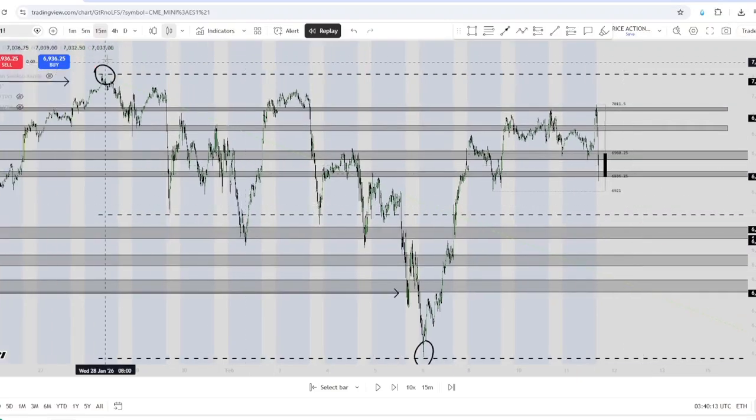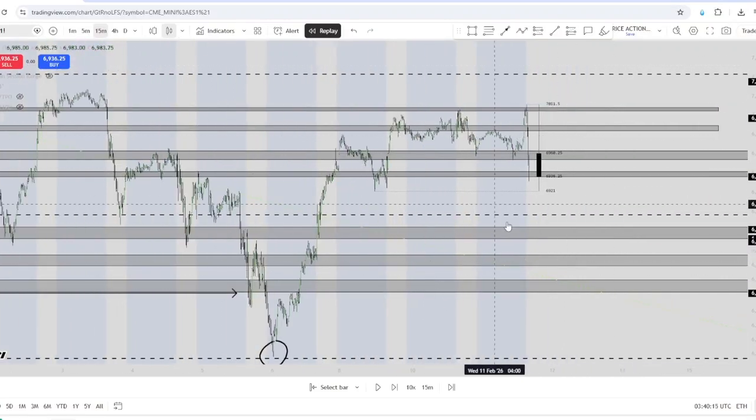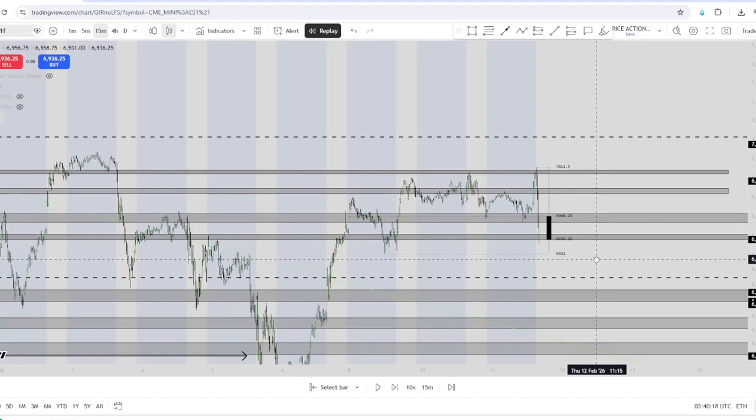Perspective, we have structural high, structural low. We are above the 50% area, so we are in a premium, right? Again, using our structural tool.